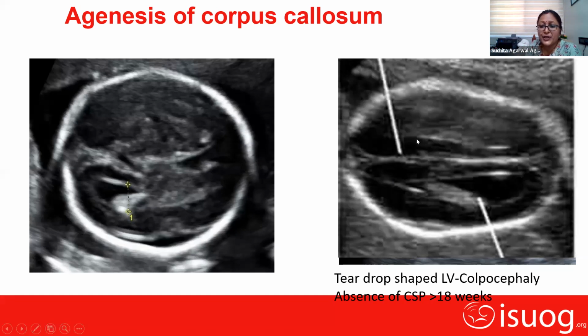So absence of CSP or a defective CSP with colpocephaly also signifies agenesis of corpus callosum. When should we see CSP?